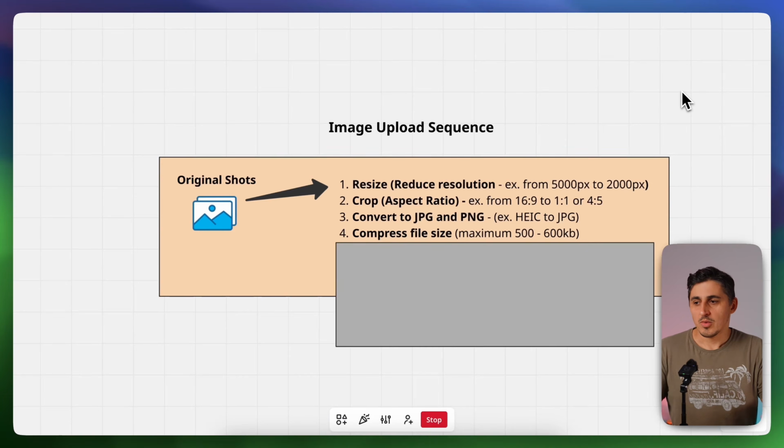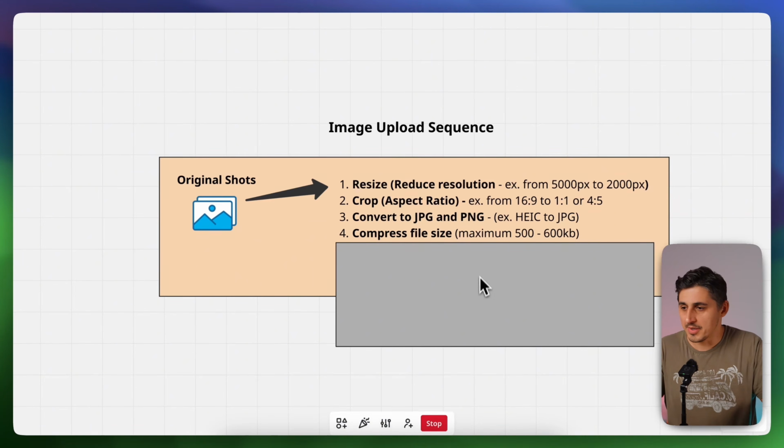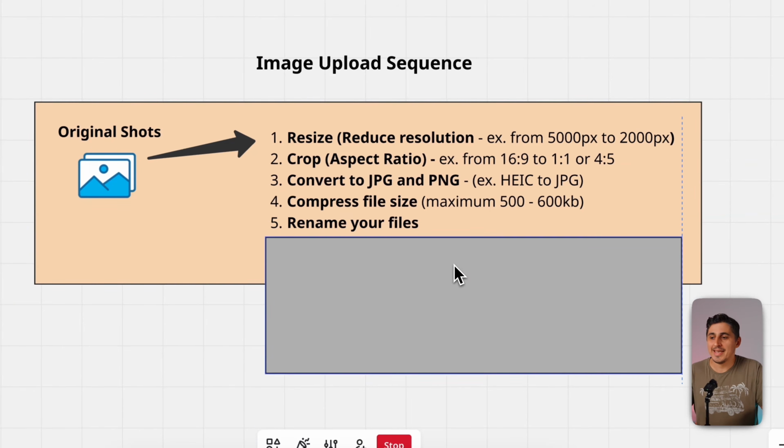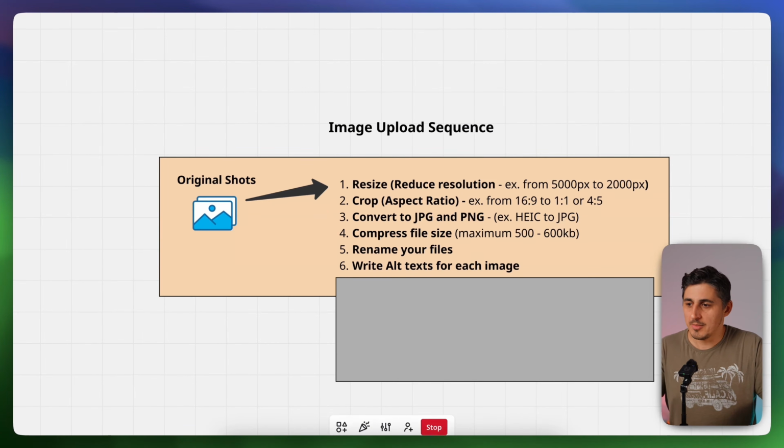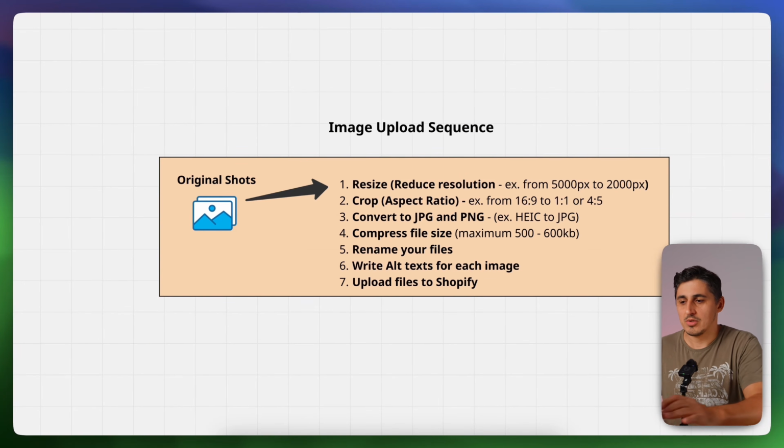So once you have your files resized, cropped, converted to the right format, and compressed to a maximum of 500, 600 kilobytes, but I would go to much less than that. If you can keep it to 100, 200 kilobytes, that would be better. Then you can go ahead and rename your files. Write an alt text for each of the images describing what's in the image. Then you can go and upload your images to Shopify.